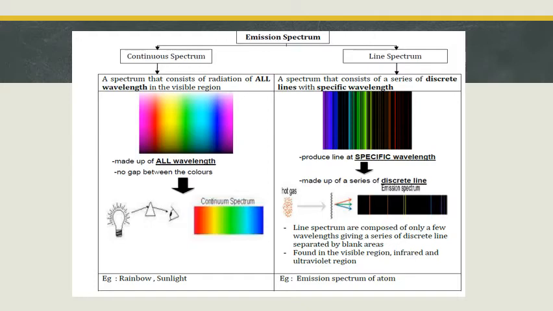Contohnya macam kita punya neon light. Neon light daripada transition from one colours to another colours. So dia melibatkan transitions of electron untuk neon light tu.